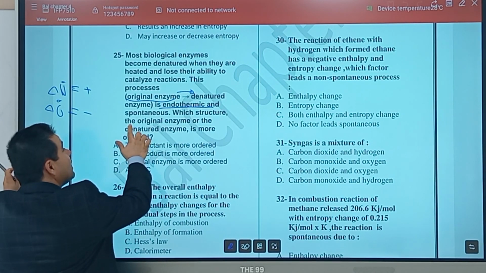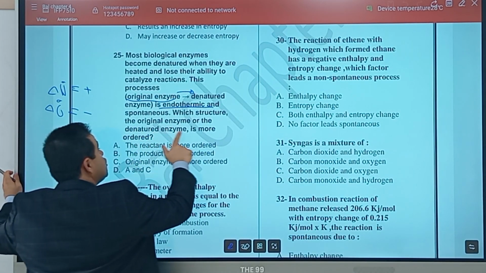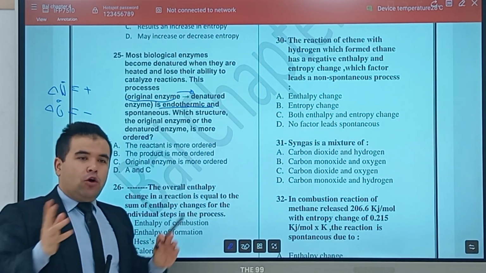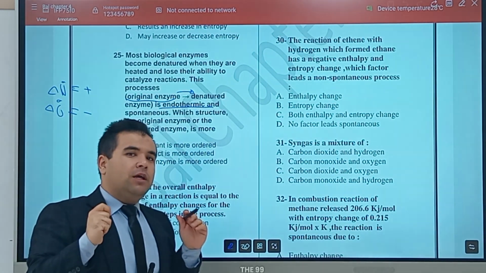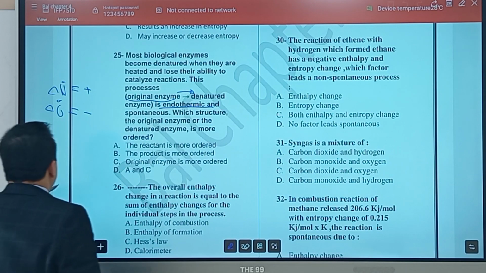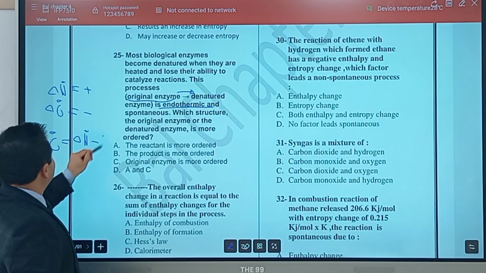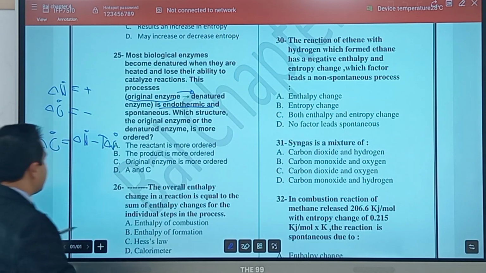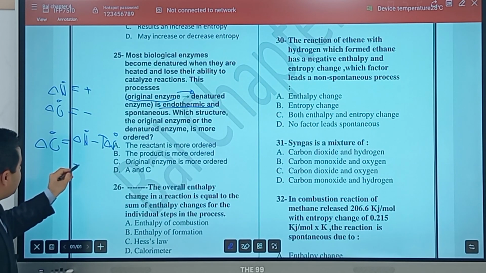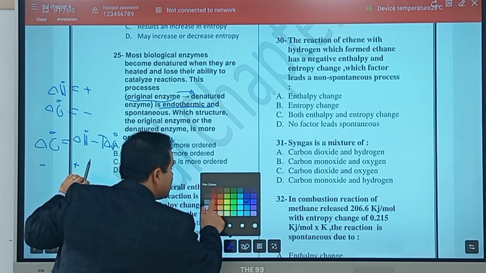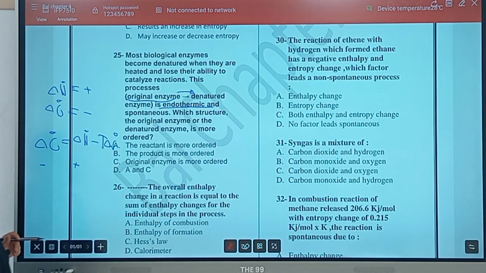Which structure, the original enzyme or the denatured enzyme, is more ordered? Of course, guys, we said in entropy that the orderness is just the reverse of the entropy. So delta G equals delta H minus T delta S. The sign of enthalpy is known, positive. The Gibbs free energy is known, negative. How to determine the sign of the entropy?